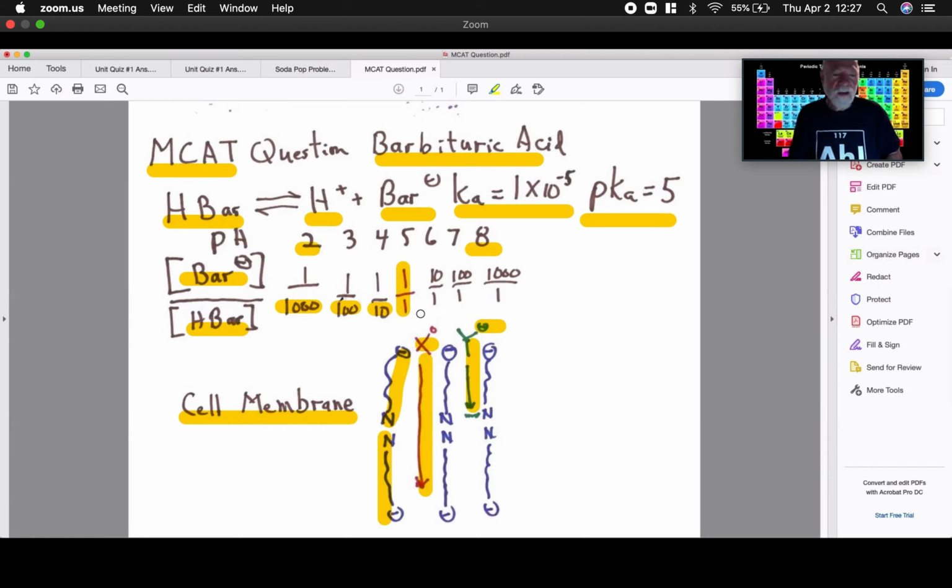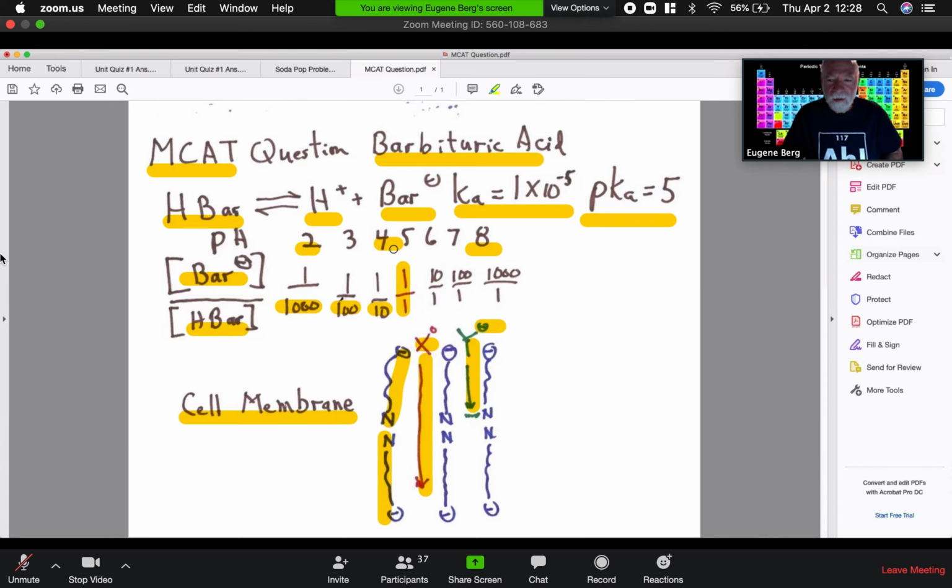Question B is, the doctor gives the patient some sodium bicarbonate, which changes the pH of the stomach from 2 to 4. Okay, multiple choice question. Will this speed up the absorption of barbituric acid, slow it down, or does it make any difference? Speed it up, slow it down, or not make any difference?